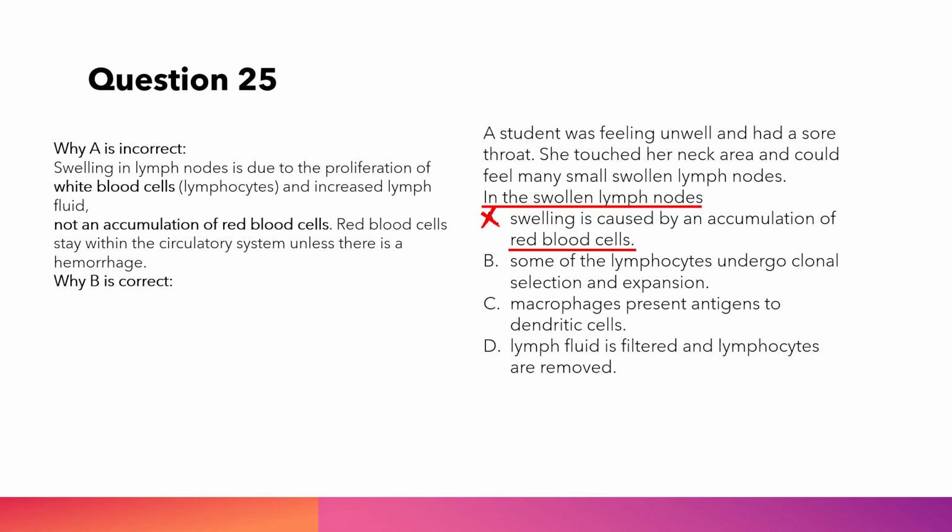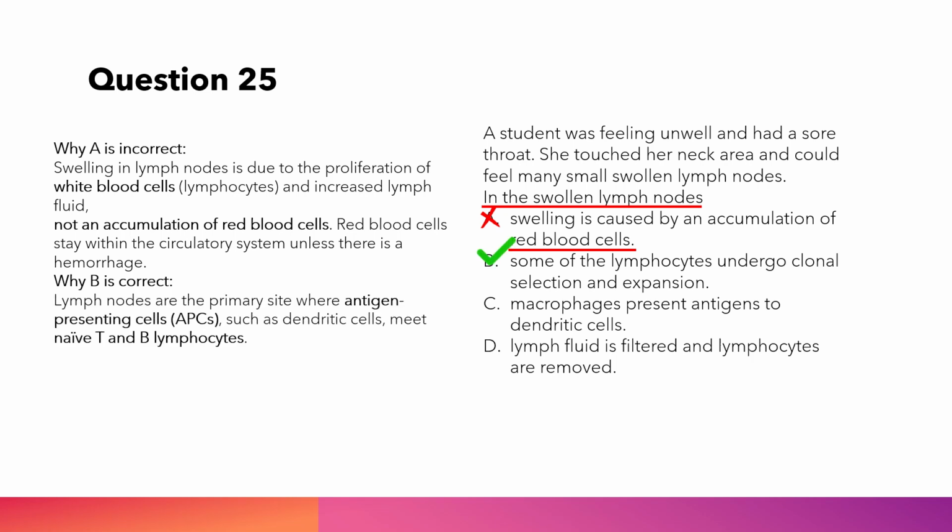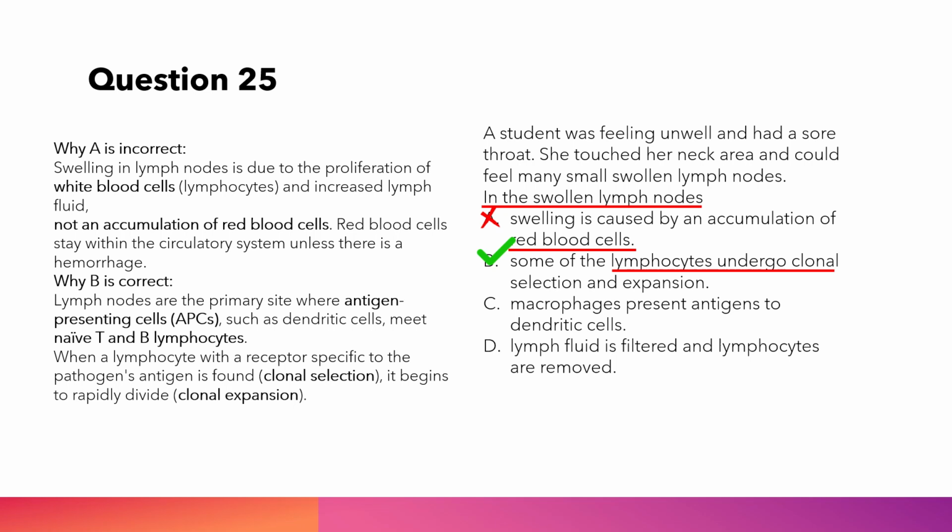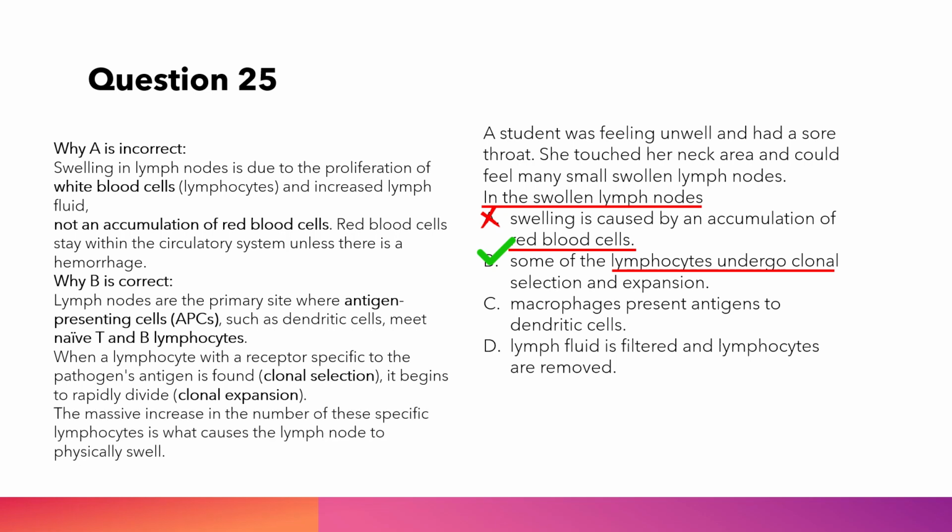Why B is correct. Lymph nodes are the primary site where antigen-presenting cells, APCs, such as dendritic cells, meet naive T and B lymphocytes. When a lymphocyte with a receptor specific to the pathogen's antigen is found, clonal selection, it begins to rapidly divide, clonal expansion. The massive increase in the number of these specific lymphocytes is what causes the lymph node to physically swell.